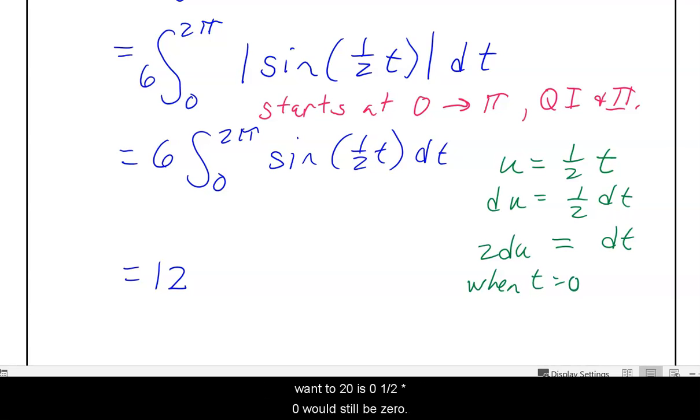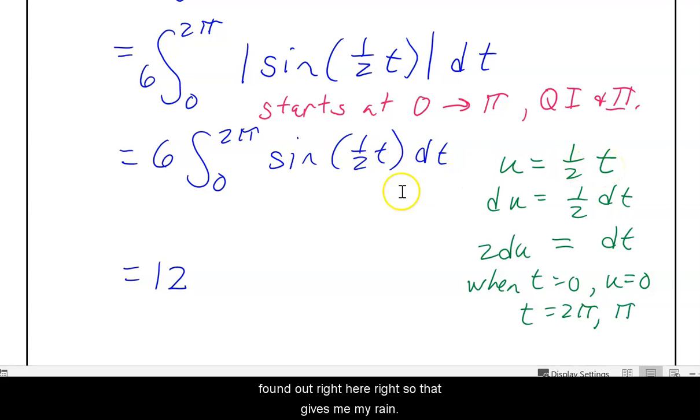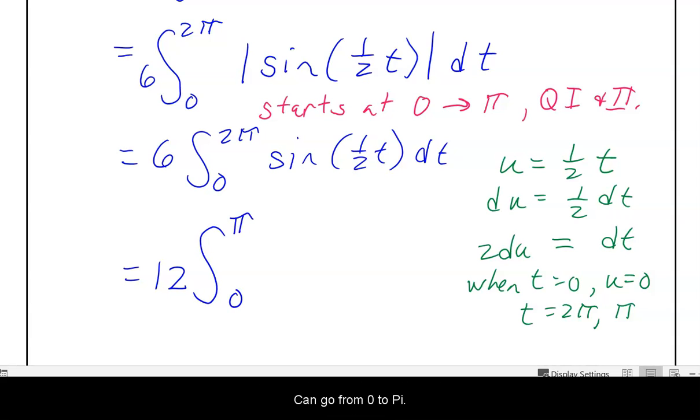When t is 0, 1/2 times 0 would still be 0. And when t is 2 pi, u is going up to pi, which is basically what I found out right here. All right, so that gives me my range. So now I can rewrite the integral strictly in terms of u and go from 0 to pi of the sine of u du.